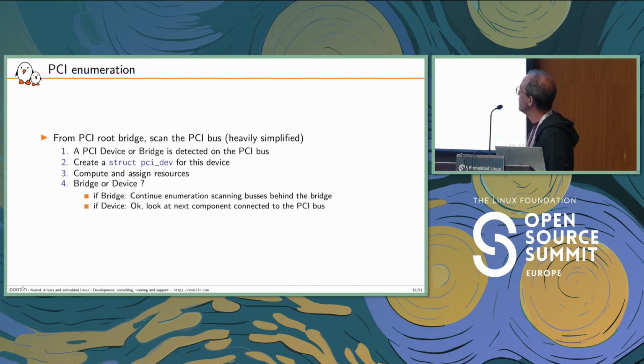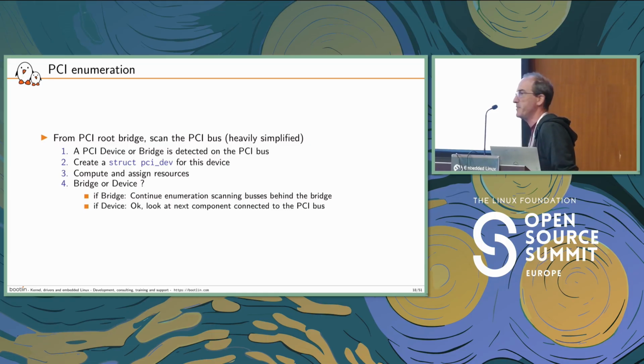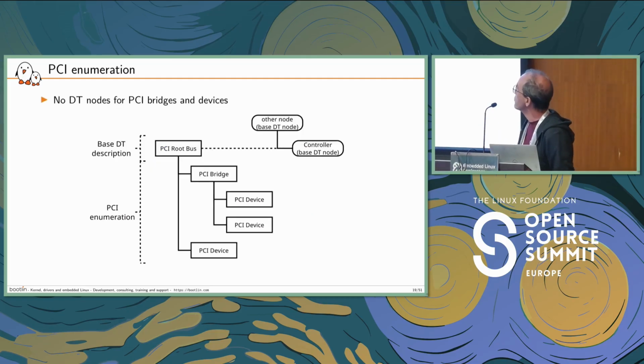Well, let's have a look at the enumeration itself. From a PCI root bridge, really simplified, we look at devices. If we find a device, we create the struct pci_dev, we compute and assign resources, and if it is a bridge, we are going to look at the buses behind the bridge. If it's a device, okay, everything is done. We look at the next device. And this leads to this representation internally.